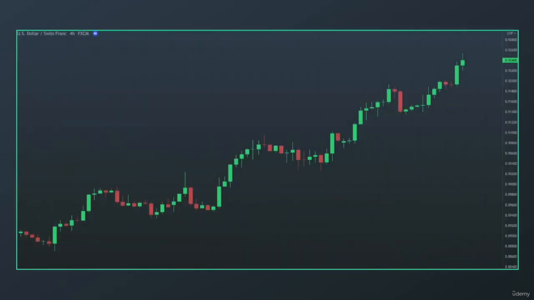Let's have an example. USD Swiss, 4-hour time frame. Basically we are in an uptrending market. We have a series of higher highs and higher lows. So we have an impulsive move followed by a corrective move, and then an impulsive move followed by a corrective move that formed into a flag pattern. This corrective move also ended at a support level. The previous resistance broke out and turned into support, right?